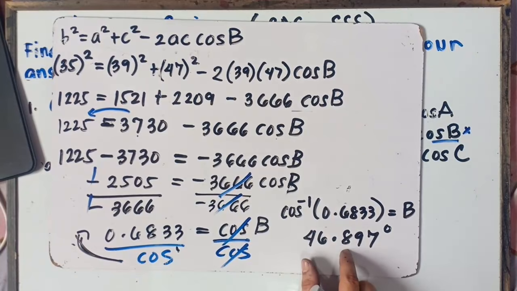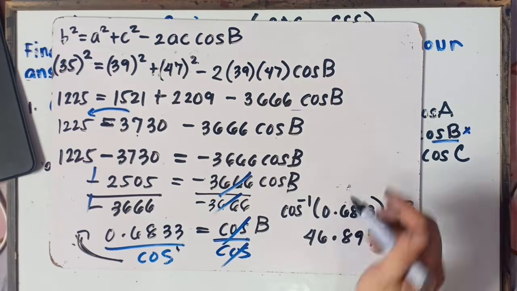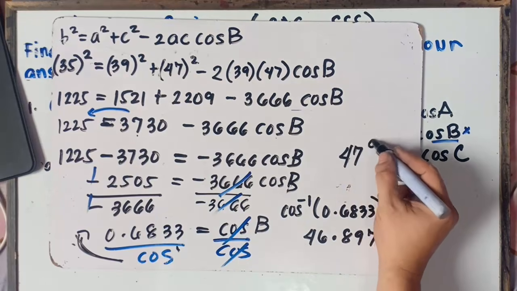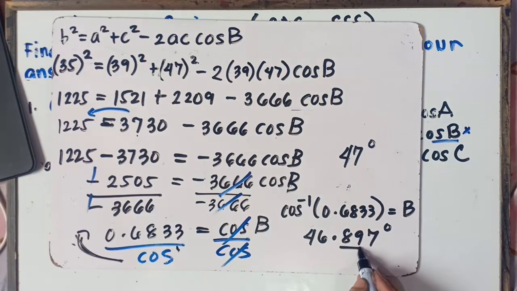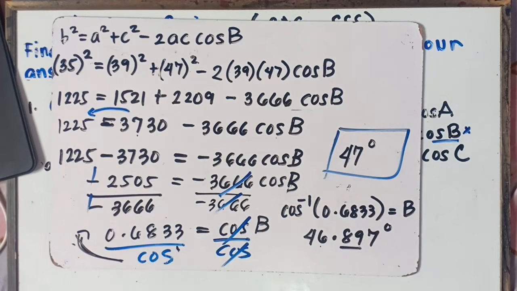46.89. So therefore, 0.89 is greater than 0.50. Therefore, our final answer will be 47 degrees. So once again, class, 0.89 is greater than 0.5, therefore we should round up. This 46 will become 47. And that's it, class.